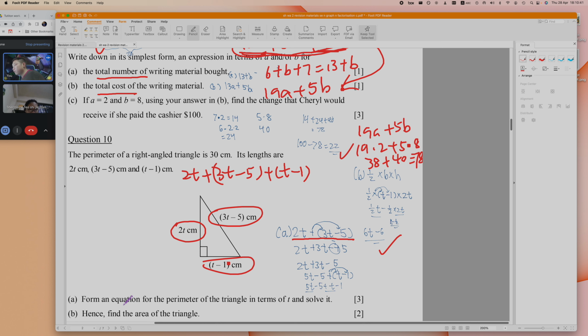So form an equation for the perimeter. Your this one is not an equation, you know. Your this one is an expression. So you know what they want? What you need to do, you just need to put 2t plus bracket 3t minus 5 plus bracket t minus 1 equal. Okay, what do you mean by you add these three together? You add this one, you add this one, you add this one, you add them is equal to what's the perimeter?